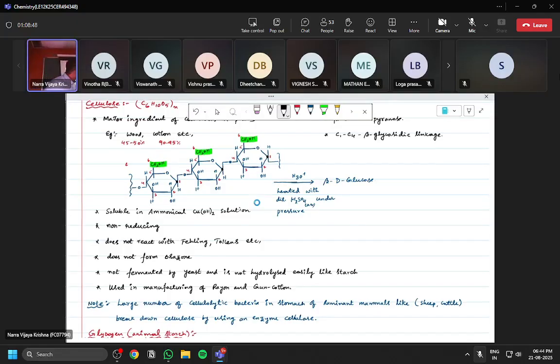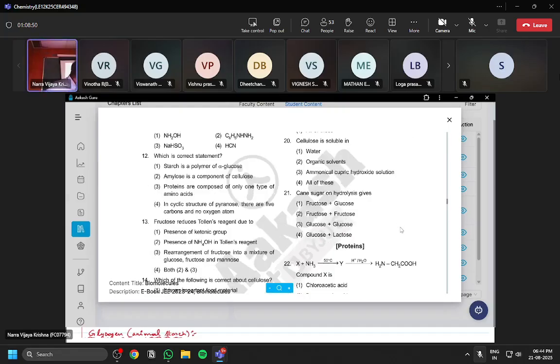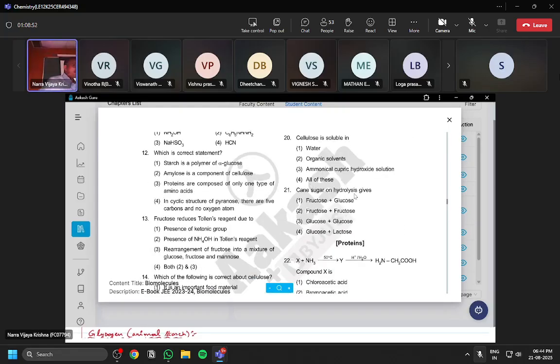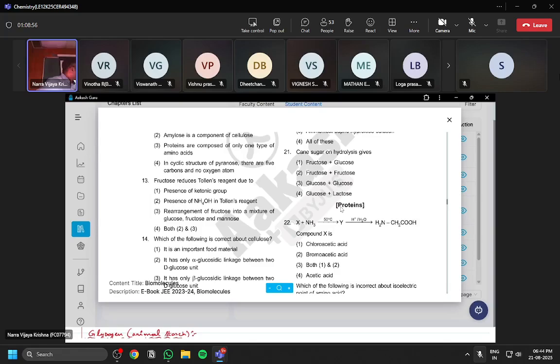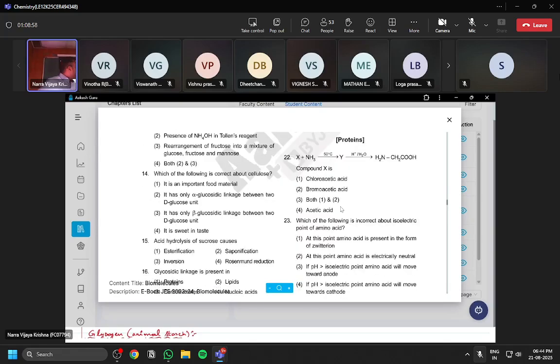Then cane sugar on hydrolysis gives... that was the question again. Cane sugar gives glucose plus fructose. Over. Done. Now shall I start?